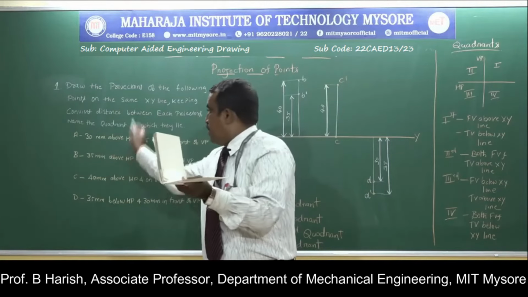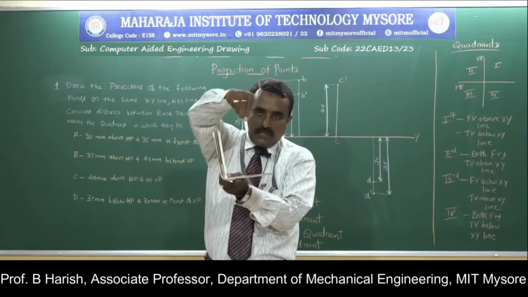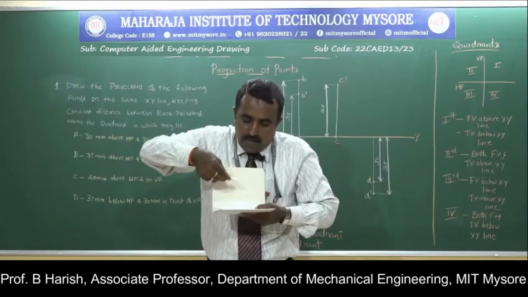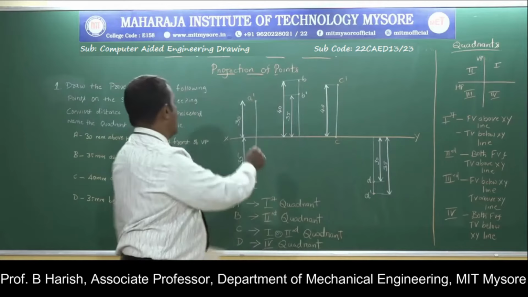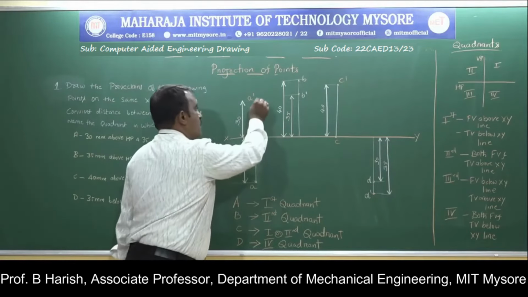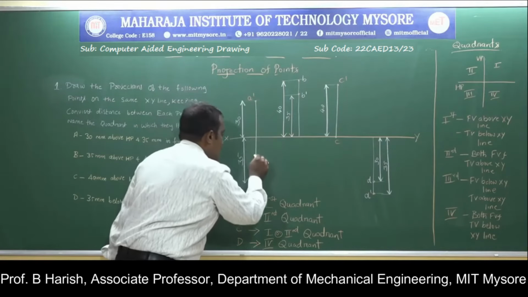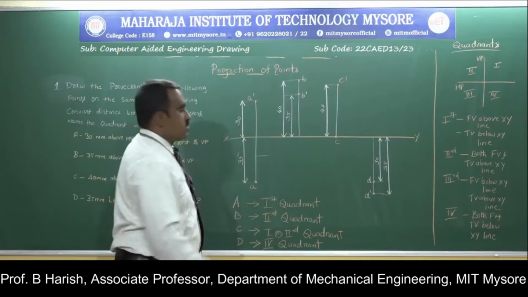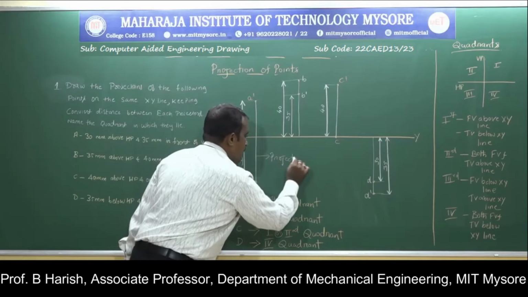And 30 mm above HP is somewhere here. This is the distance 30 mm. Looking from the observer, that is projected here on the vertical plane. So from the XY line, you measure a distance of 30 mm and locate the point position here. Then draw a projector. These are called projector lines.